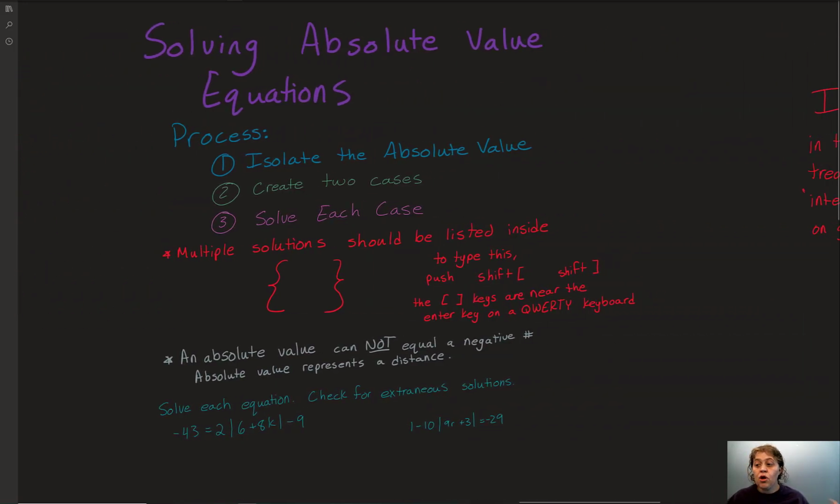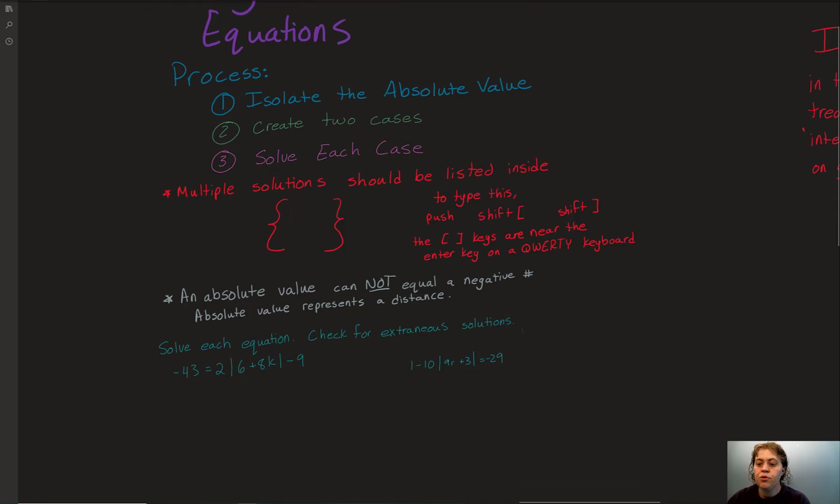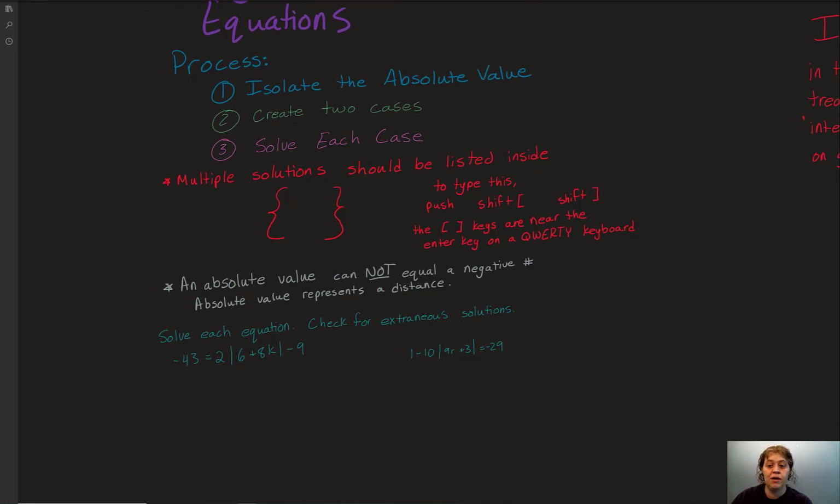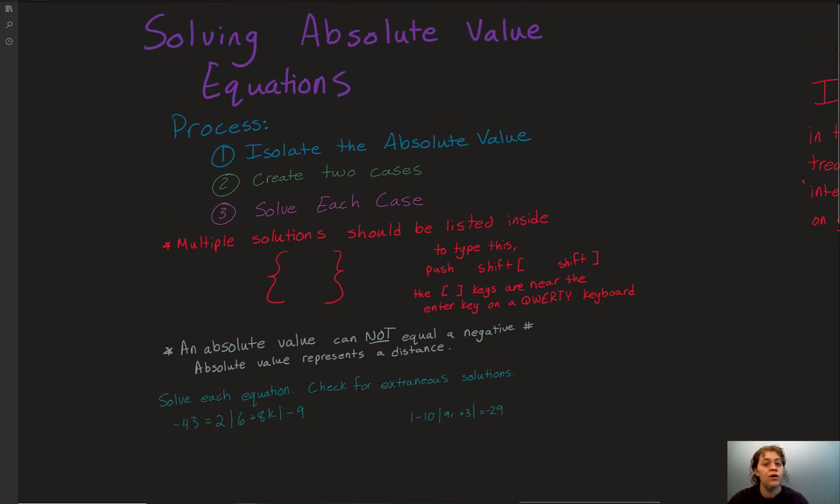All right, solving absolute value equations. The real, actual, interesting thing that we're talking about in this particular video. So there's a process. There's always a process. Trust the process. We're going to isolate the absolute value. Then we're going to create two cases, and then we're going to solve each case individually. Multiple solutions happen quite frequently. Absolute value equations typically have two answers.